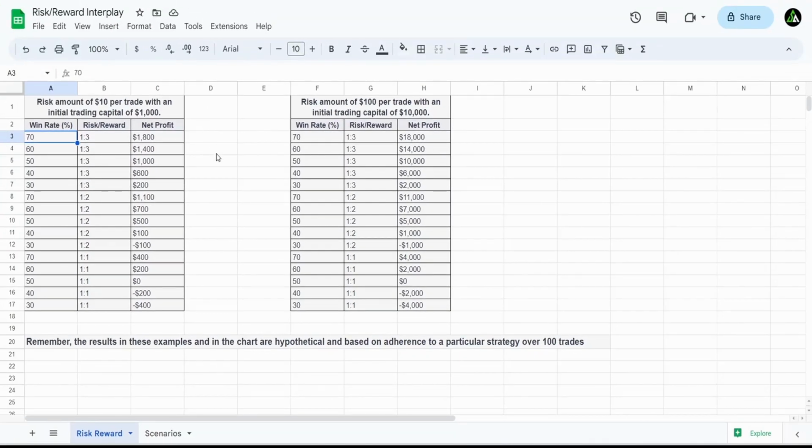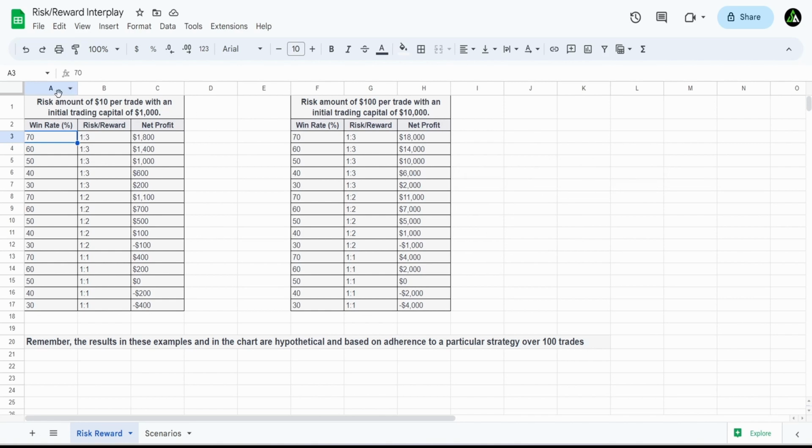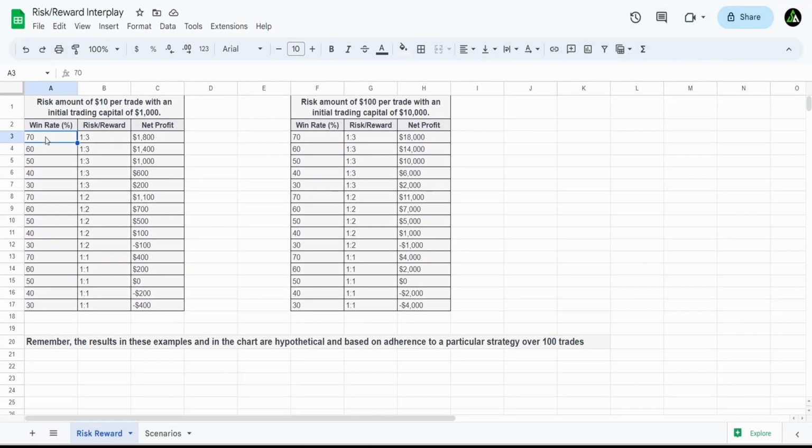So in this table, we can see the interplay between risk reward and your win rate. So over here in this scenario, we are assuming that we're risking only $10 per trade with initial trading capital of $1,000. Now, if our win rate was 70%, meaning we're winning 70 out of 100 trades, and our risk to reward ratio is 1 to 3, meaning we're only risking, for example, in this case, $10 in order to earn $30 per trade. So this outcome over 100 trades would be $1,800 because our edge is playing out.